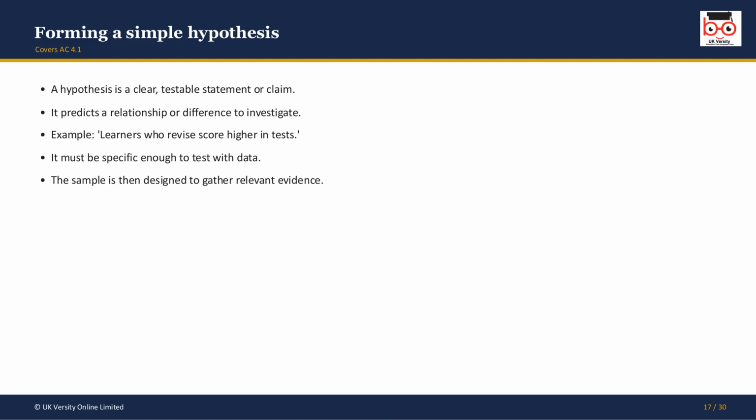Before collecting data, it helps to form a hypothesis, a clear, testable statement or claim. A good one predicts a relationship or a difference you can investigate. For instance, learners who revise score higher in tests. The crucial thing is that it's specific enough to test with data. Once you've got it, you design your sample to gather exactly the evidence you need to check it.